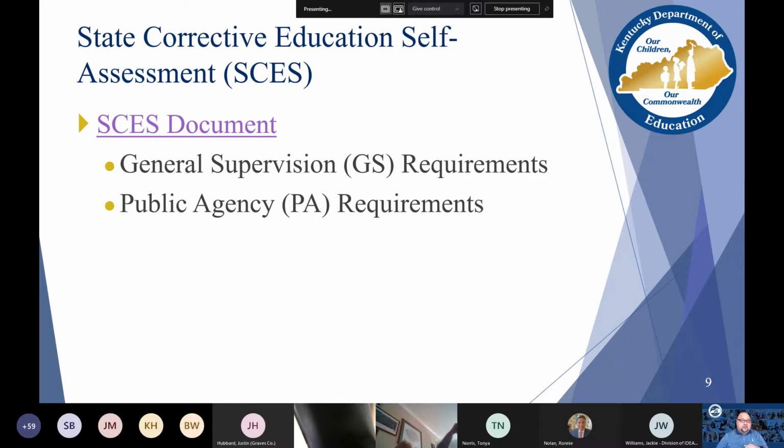There are some clickable links in the document, but this is a PDF version of this presentation, so this will have an active link. That will link you to the document that shows you specifically what we were told that we needed to monitor, and as a result, that's what we monitor in the district. So general supervision and public agency requirements.